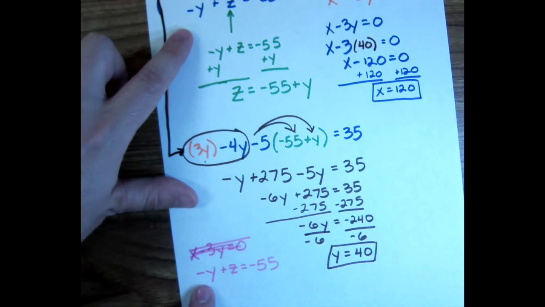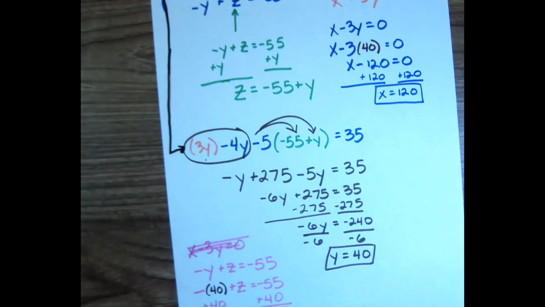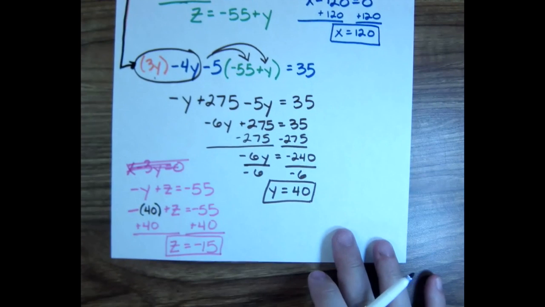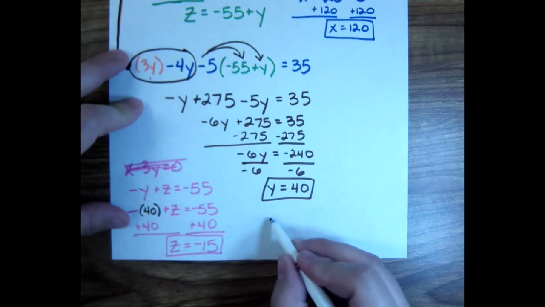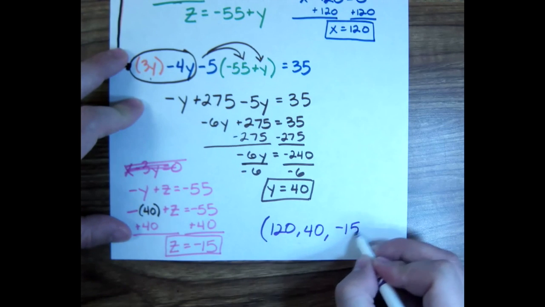Let's replace the y with 40. So negative 40 plus z equals negative 55. Add 40 to both sides. z equals negative 15. Oh, I can't see the bottom. I know these problems are so long it's hard to fit them all. So my answer is 120, 40, negative 15.